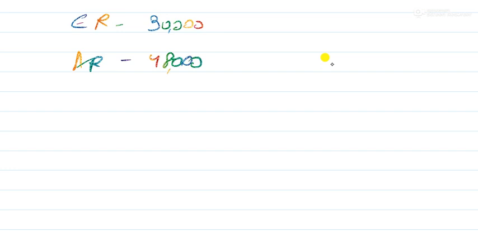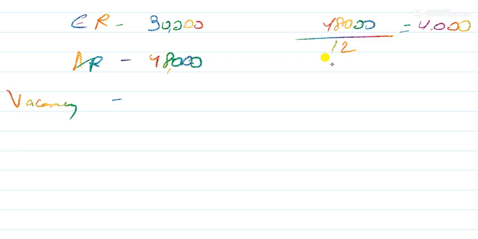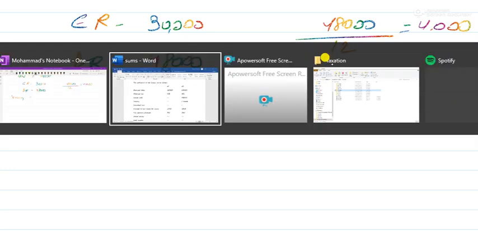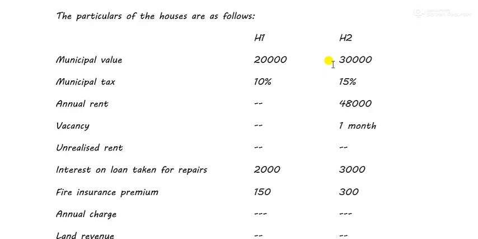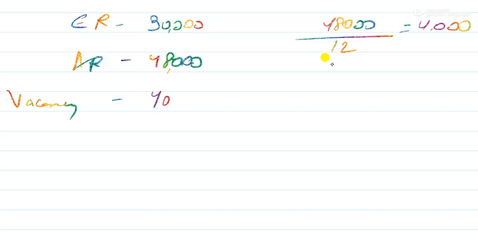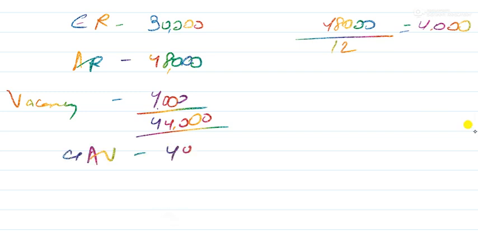Annual rent means rent of the whole year, right? So what is the rent of 1 month? 4,000. Now they have given me vacancy for 1 month. So 1 month means a loss of 4,000, and this figure will be 44,000. Annual rent was more than expected rent, and even after the vacancy it is more than expected rent. So my gross annual value is 44,000 simply.